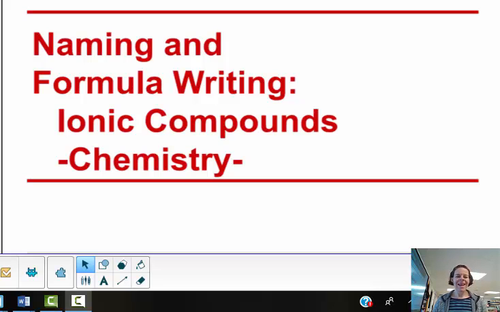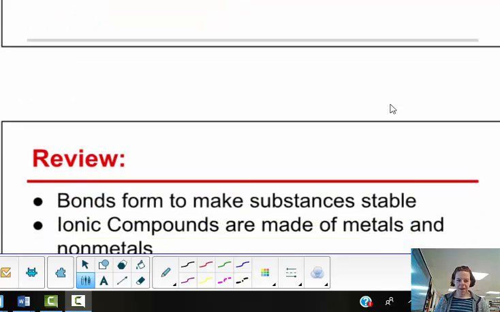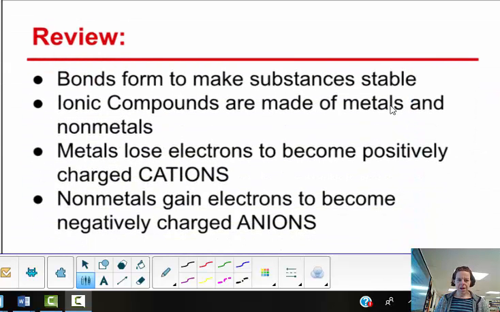Hello, chemistry. So today we're going to talk about naming and formula writing for ionic compounds. Now, remember when we talk about ionic compounds, those are things made of metals and nonmetals. Okay, and remember the bonds form always to make things stable. The ultimate goal is always stability.